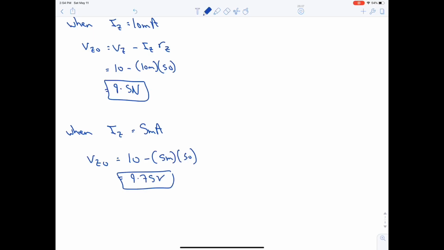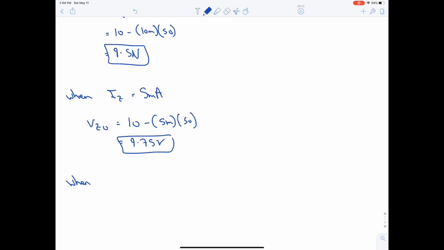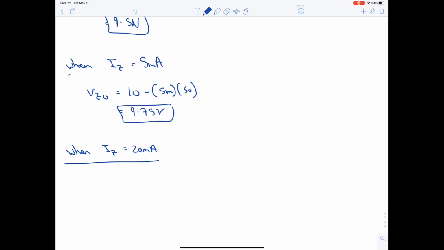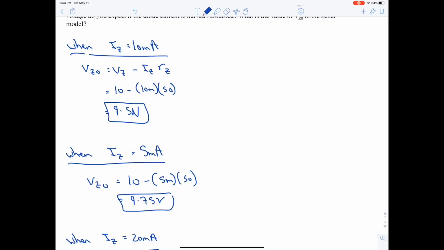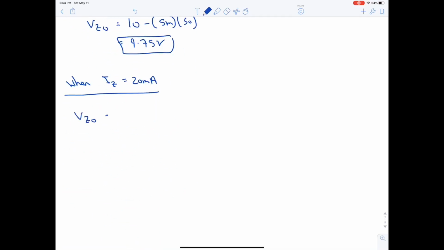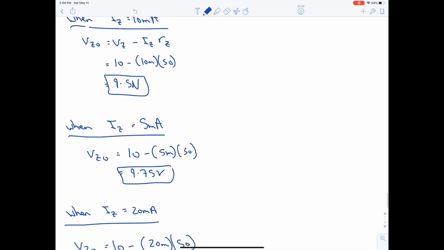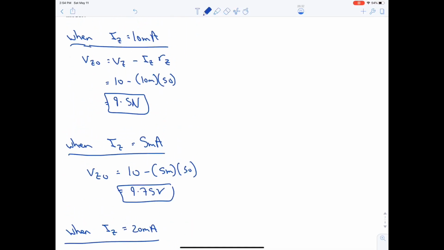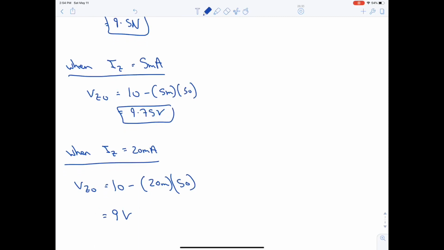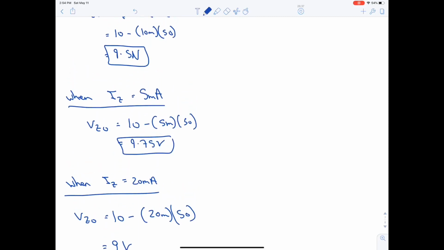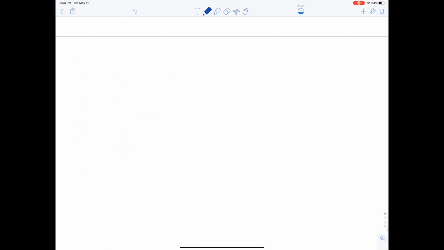volt. And when IZ is doubled, which is 20 milliampere, VZ0 will equal to 10 minus 20 milli multiplied by 50, which is equal to 9 volt. So as you can note here that when IZ is doubled, the voltage decreases, and when the current is halved, the voltage increases. Okay, moving on to the next question.